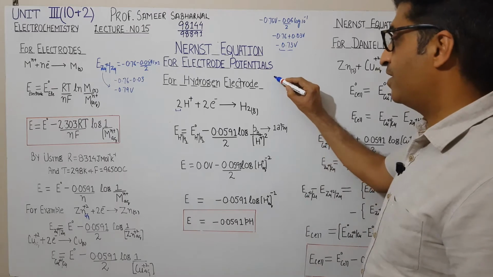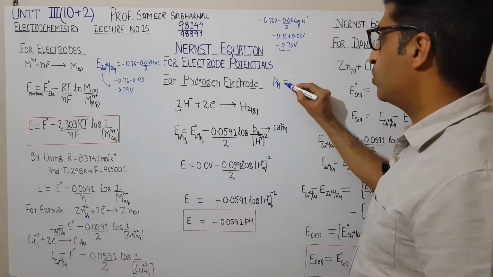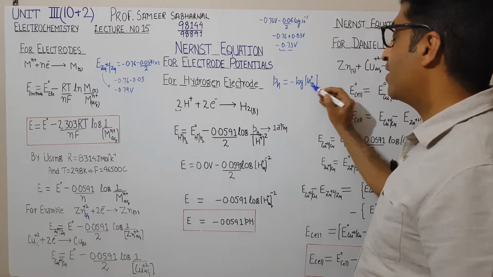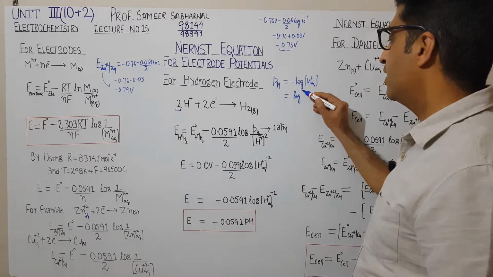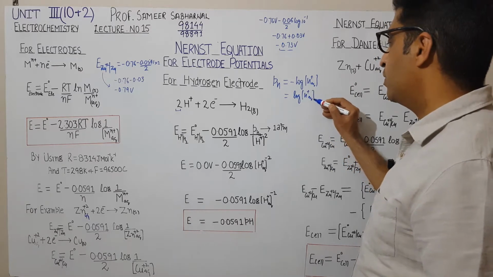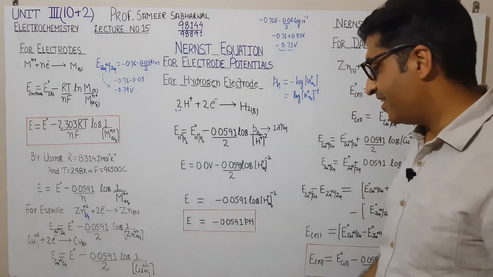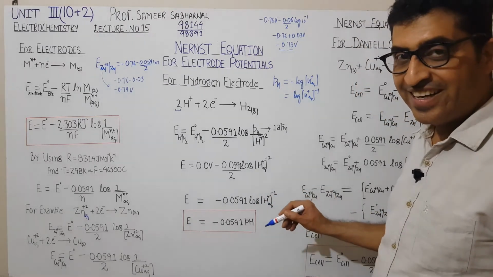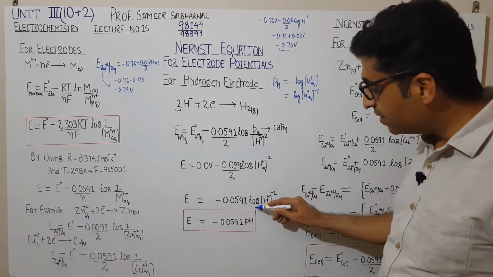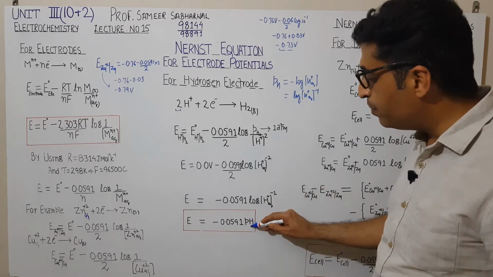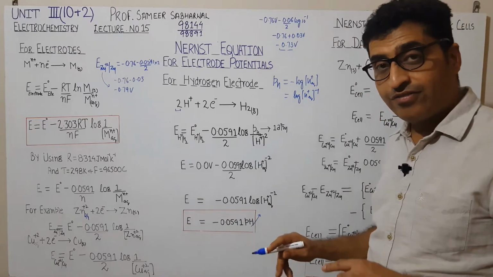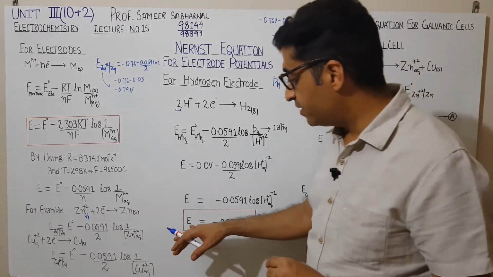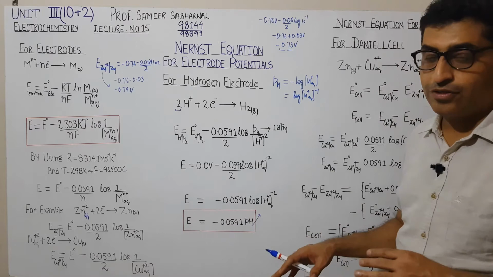Now there is one important thing: what is pH? That is equal to minus log of hydronium ion concentration, or we may write this as log of H positive aqueous raised to power minus 1. Is that clear? What is log of H positive raised to power minus 1? This is pH. So instead of this term, we can put the pH of that solution. This means electrode potential is related to the pH of the solution.